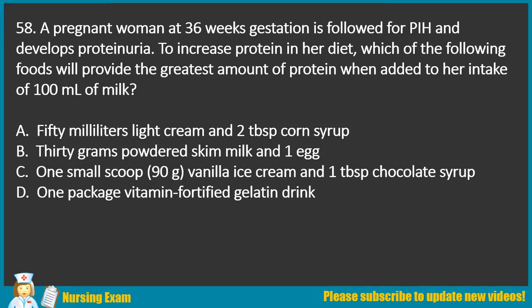A. 50 milliliters light cream and 2 tablespoons corn syrup. B. 30 grams powdered skim milk and 1 egg. C. 1 small scoop, 90 grams, vanilla ice cream and 1 tablespoon chocolate syrup. D. 1 package vitamin fortified gelatin drink.